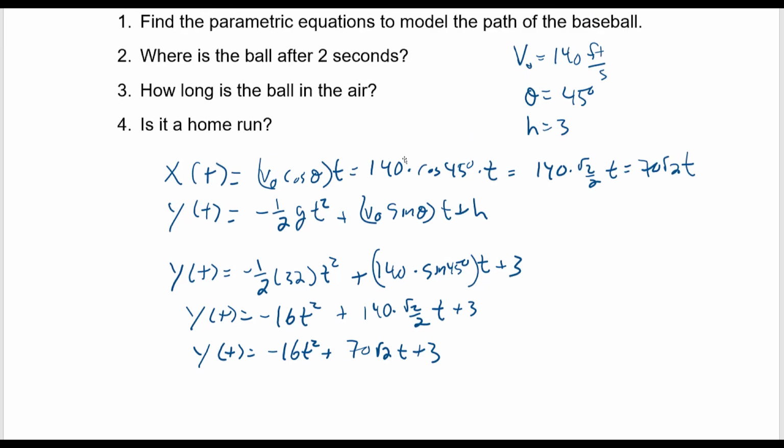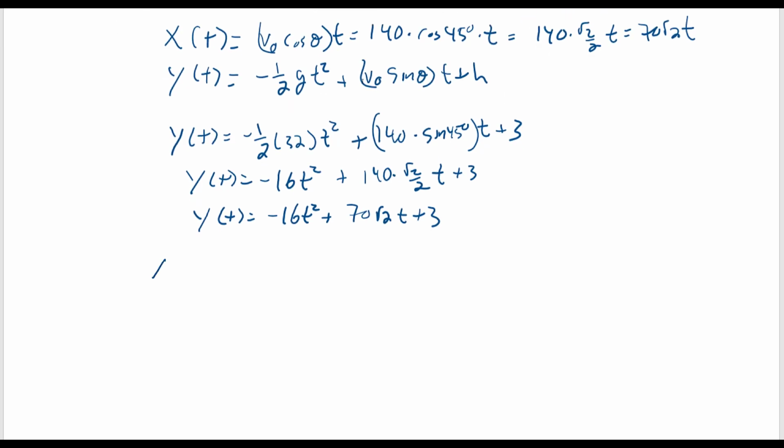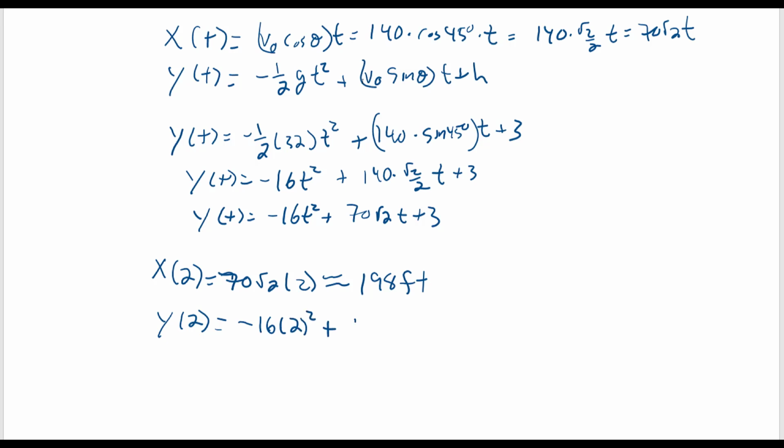Okay, so those are our two equations. Where's the ball after 2 seconds? So x of 2 is 70 times the square root of 2 times 2, which is approximately 198 feet. y of 2 is -16 times 2 squared plus 70 times the square root of 2 times 2 plus 3, and I get approximately 137 feet.